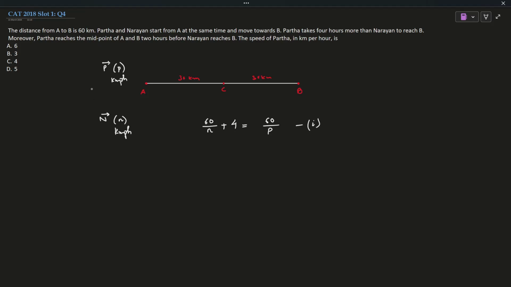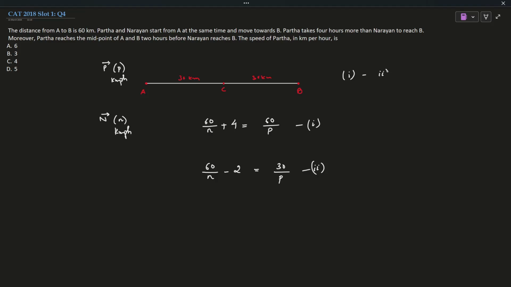Moreover, Partha reaches the midpoint of A and B 2 hours before Narayan reaches B. So when will Narayan reach B? Narayan reaches B in 60 by n hours. If I subtract 2 hours from here, this will give me the time when Partha reaches the midpoint, because Partha reaches the midpoint 2 hours before Narayan reaches B. And this will be 30 by p. Simple.